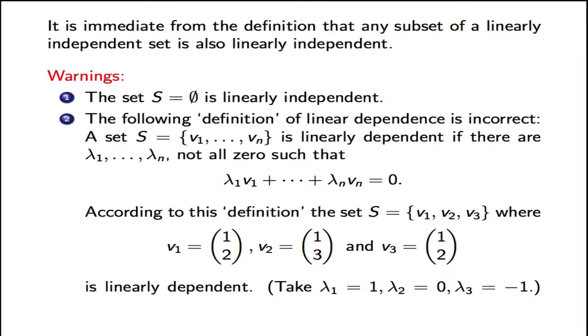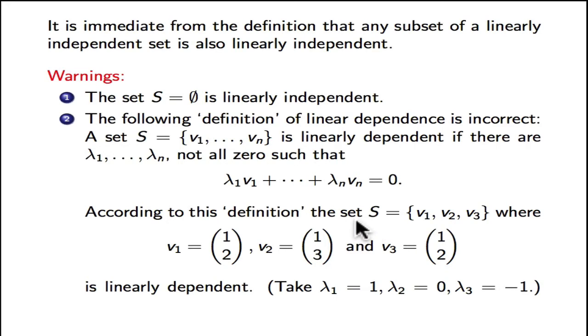The problem is the following. Let's consider the following set S. So it contains the elements v1, v2, and v3, where v1 is (1, 2), v2 is equal to (1, 3), and v3 is equal to v1, which is equal to (1, 2). Now, according to this definition, this set is going to be linearly dependent. Just take lambda 1 equal to 1, lambda 2 equal to 0, lambda 3 equal to minus 1. We will have v1 minus v3 is going to be equal to 0.